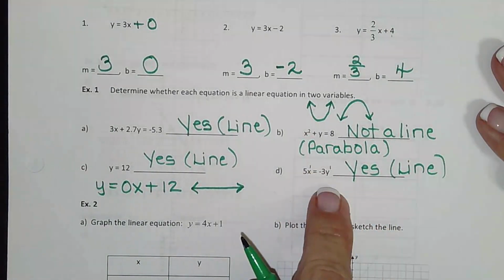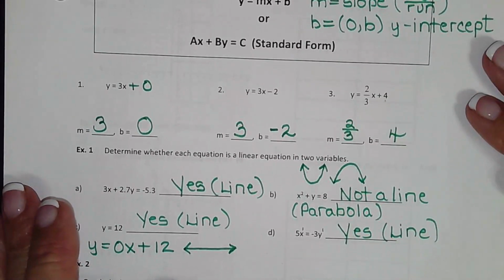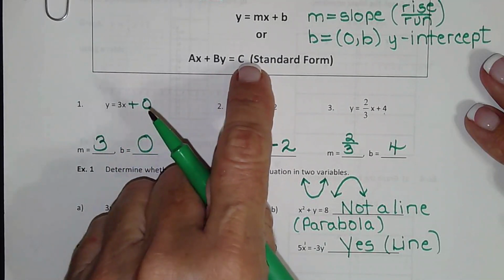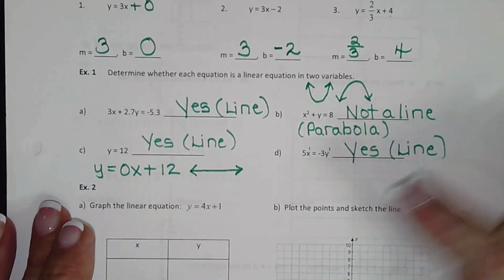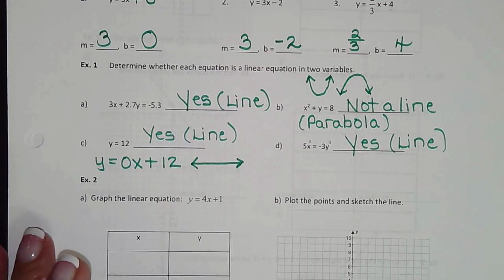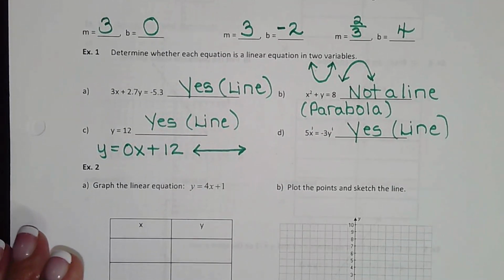And you could also make this one look like standard form. Add 3y over to the left and you get 5x plus 3y equals 0. So it can be put in standard form, and it could be put in y equals mx plus b form.